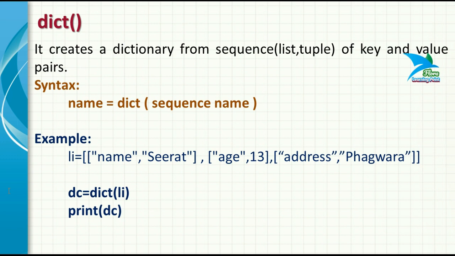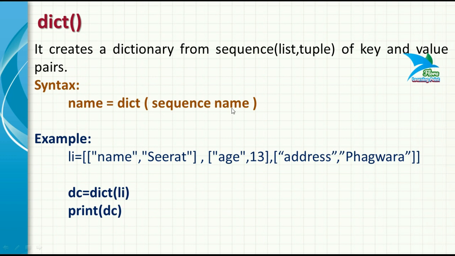Next we'll discuss the dict function. It creates a dictionary from a sequence of key and value pairs. This function is totally opposite to the previous function that we have discussed, the items function, that was used to convert a dictionary into a list. This function is used to convert elements stored inside a list or a tuple into a dictionary.